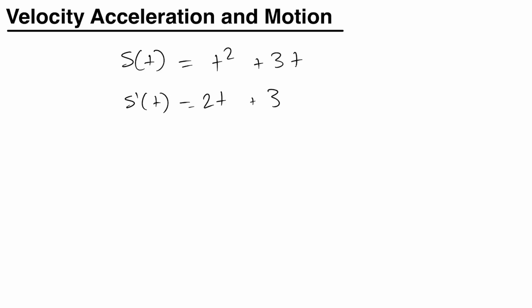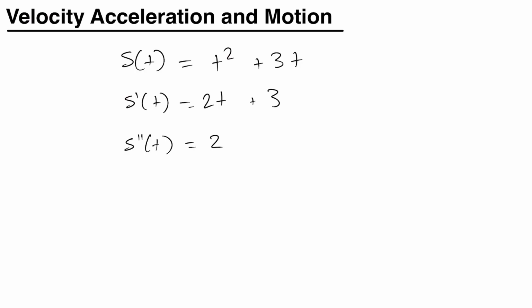So our velocity equation is 2t plus 3, and then from here, to get our acceleration equation, we just take the derivative of our velocity equation. So s double prime of t is equal to the derivative of 2t, which is 2, and then the derivative of 3, which is 0. So now we have our acceleration equation.